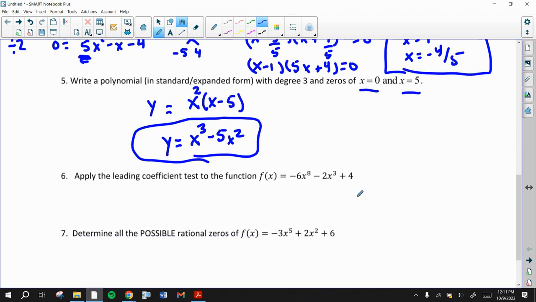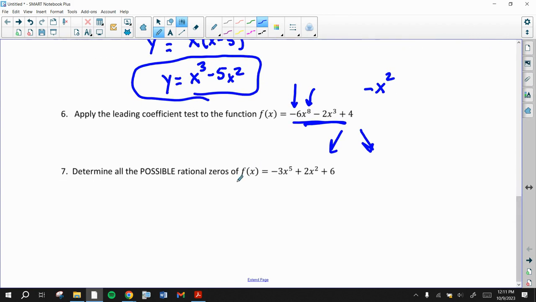Number 6, leading coefficient test. Degree is even, like x squared. The leading coefficient is negative, so it's like negative x squared. That's a parabola that opens down, so this does the same thing. This would start down and end down. That's what the leading coefficient test would say.